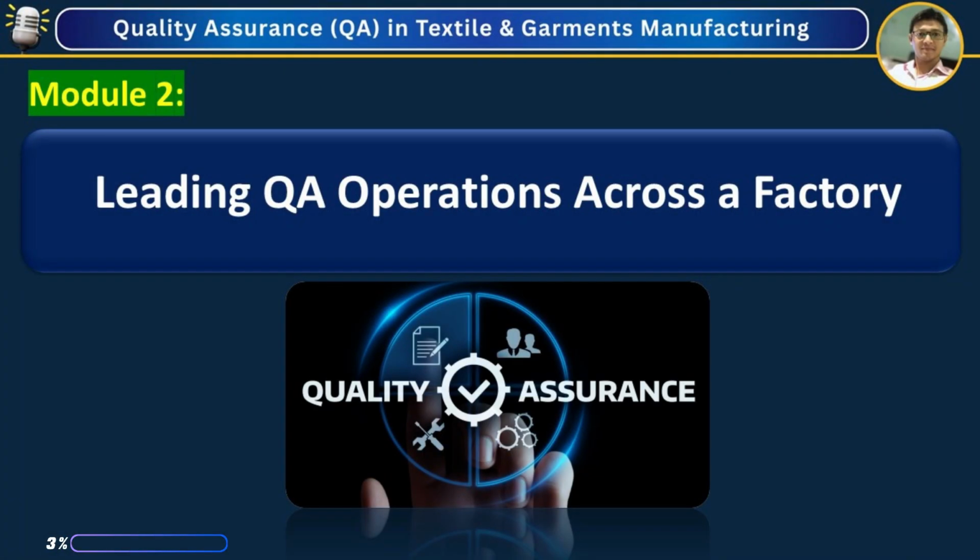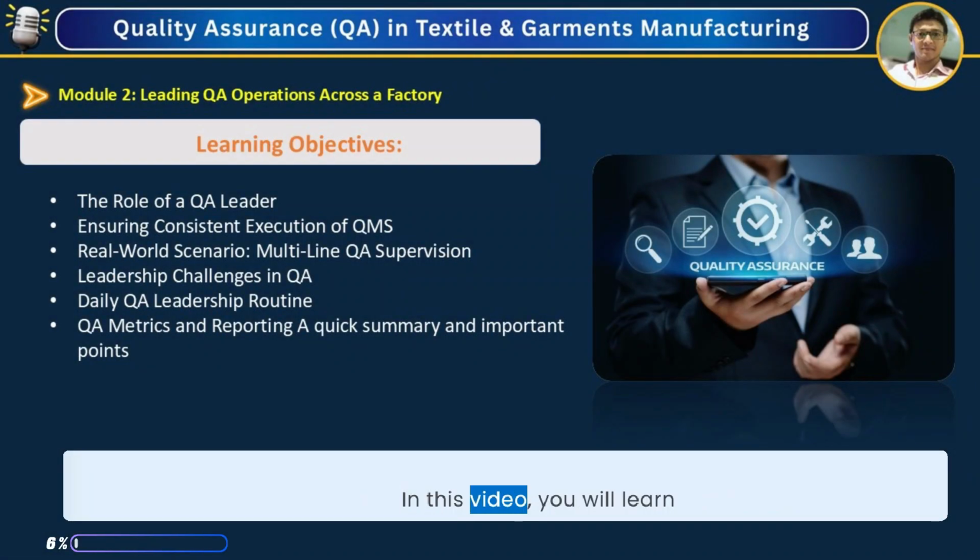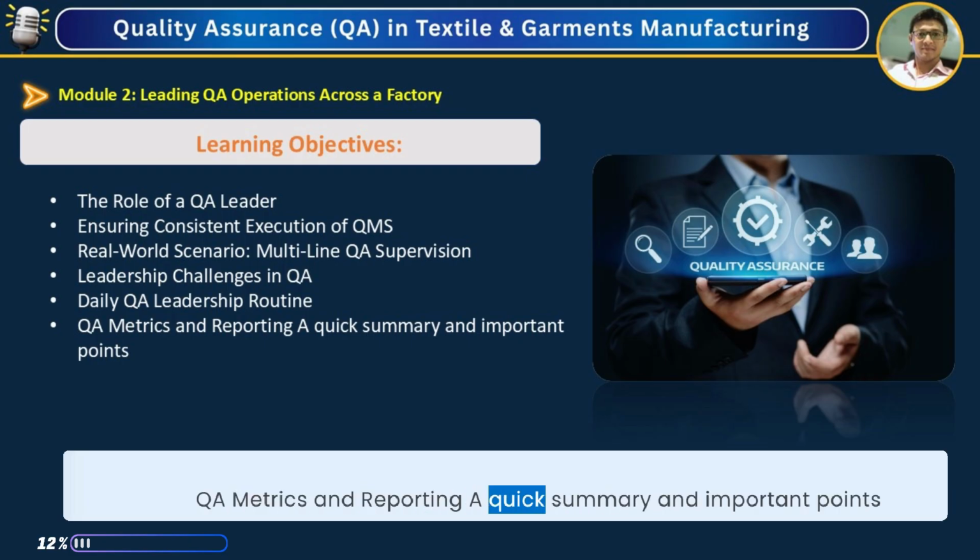In today's video, we will talk about Module 2, Leading QA Operations Across a Factory. In this video, you will learn the role of a QA leader, ensuring consistent execution of QMS, real-world scenario, multi-line QA supervision, leadership challenges in QA, daily QA leadership routine, QA metrics and reporting. A quick summary and important points.